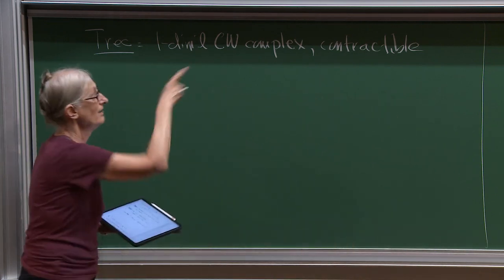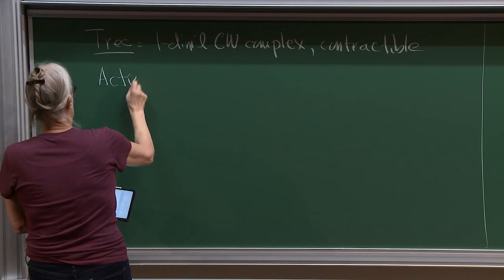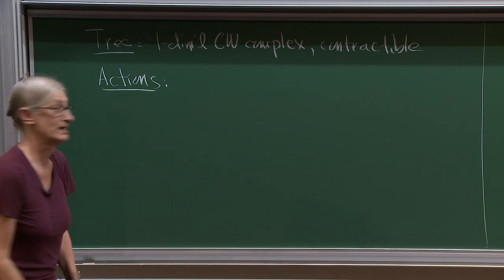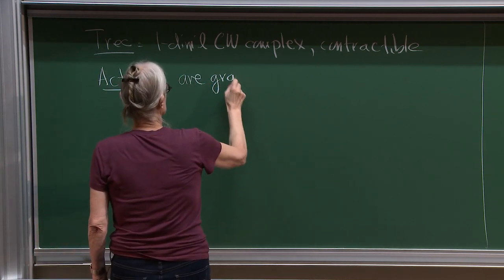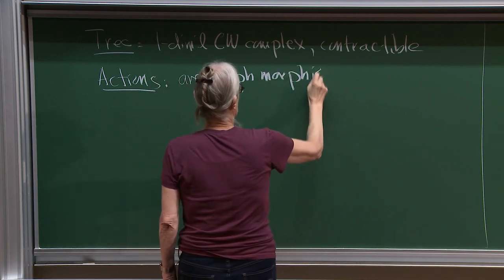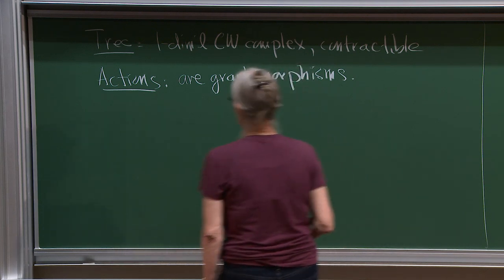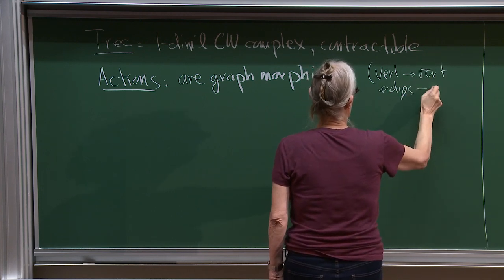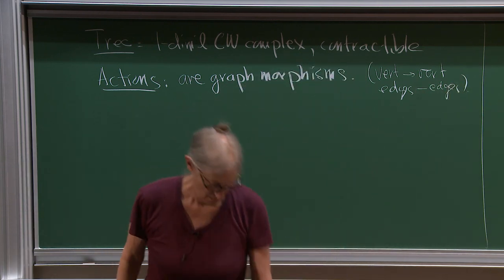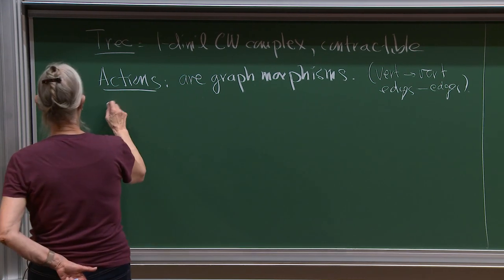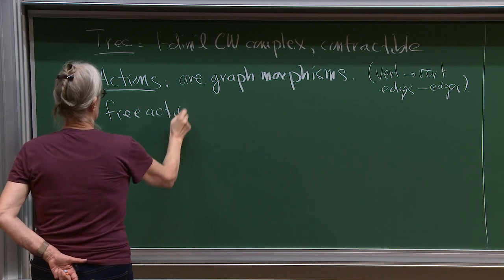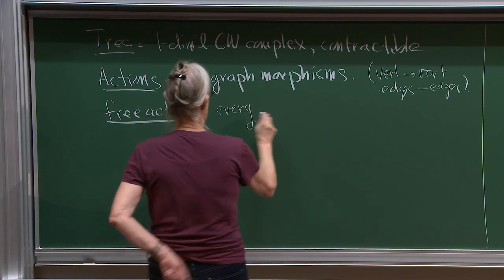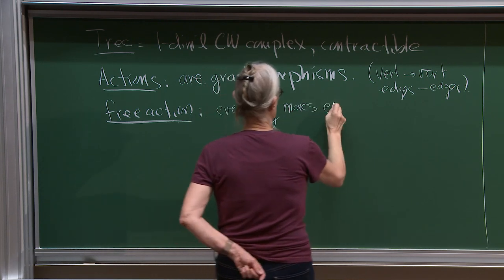And what else? Action. The kind of actions I'm going to look at are going to be simplicial actions, or in other words, they're going to be graph morphisms, the way I defined them last time. So they send vertices to vertices and edges to edges. And what does it mean to be a free action? It means every group element moves every vertex. Every point.